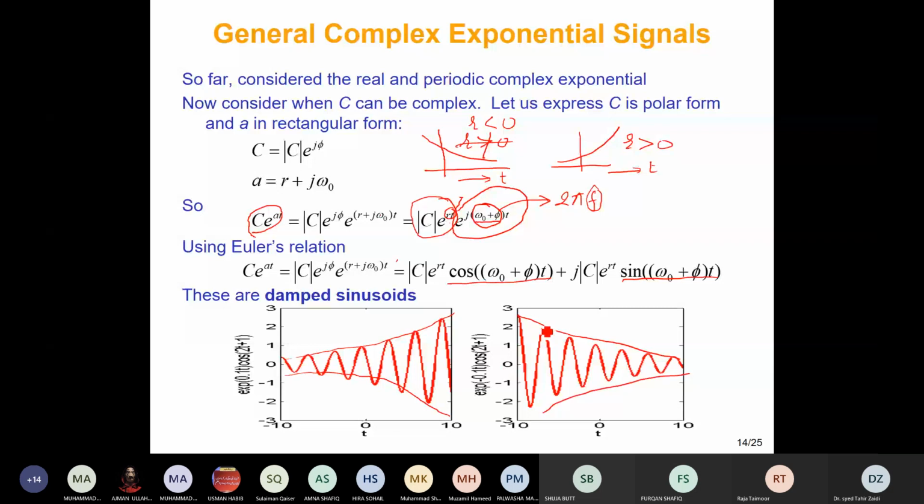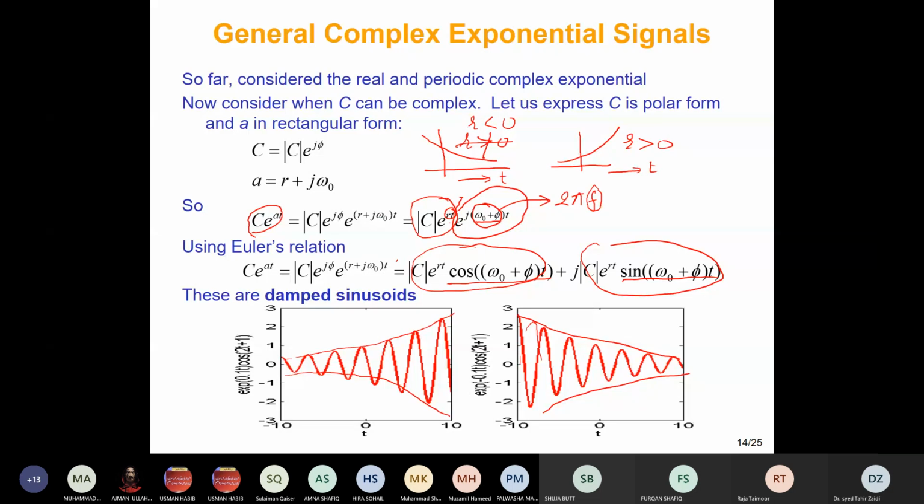So this is again a plot of the real part of the sinusoid. Similarly, we can have a plot of the imaginary part, which, instead of starting from here, will start from zero right here. It will be going like this. So it will be a sine there.